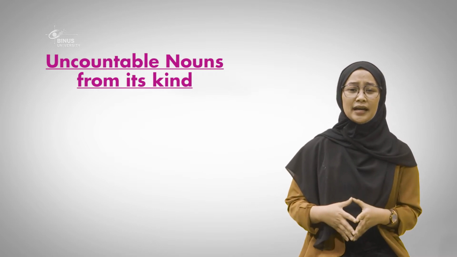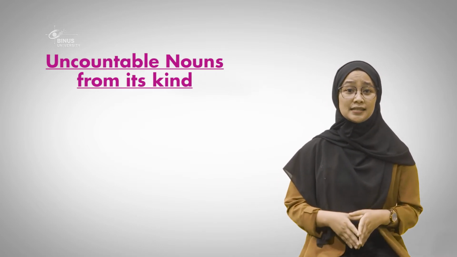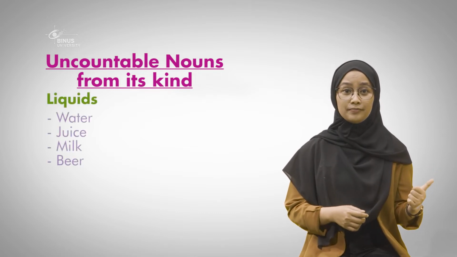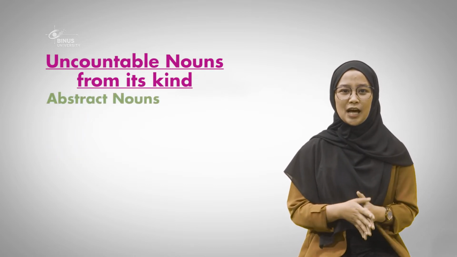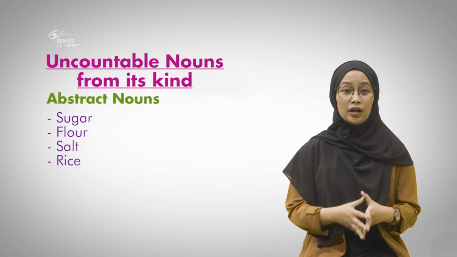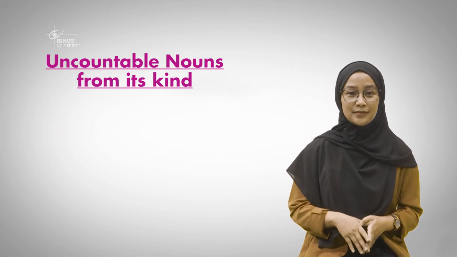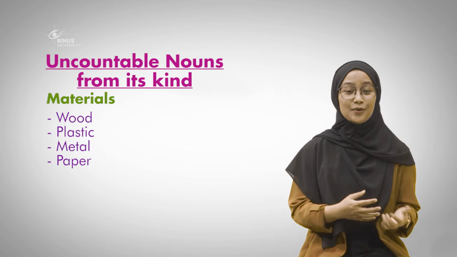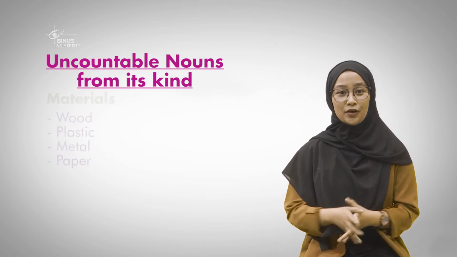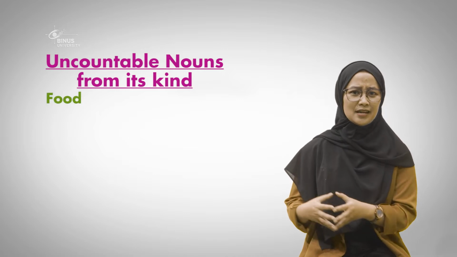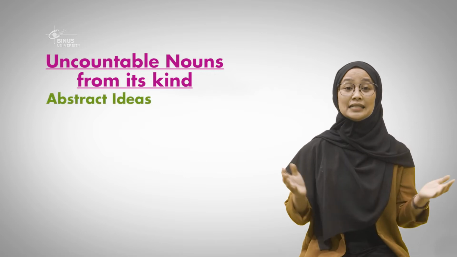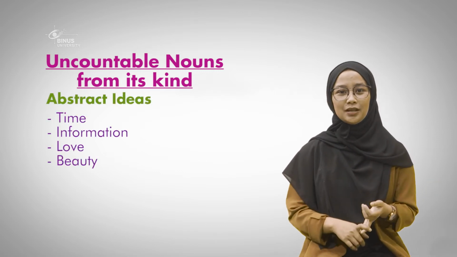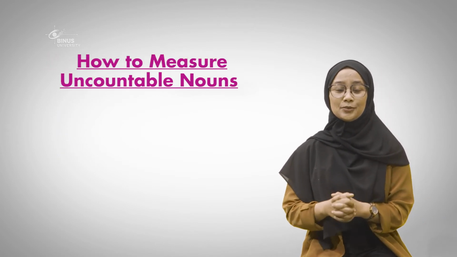We can identify the uncountable nouns from its kind, such as liquids: water, juice, milk, beer. Powders: sugar, flour, salt, rice. Materials: wood, plastic, metal, paper. Food, such as fruit, meat, cheese, bread. Abstract ideas: time, information, love, beauty. So, how to measure the uncountable nouns?